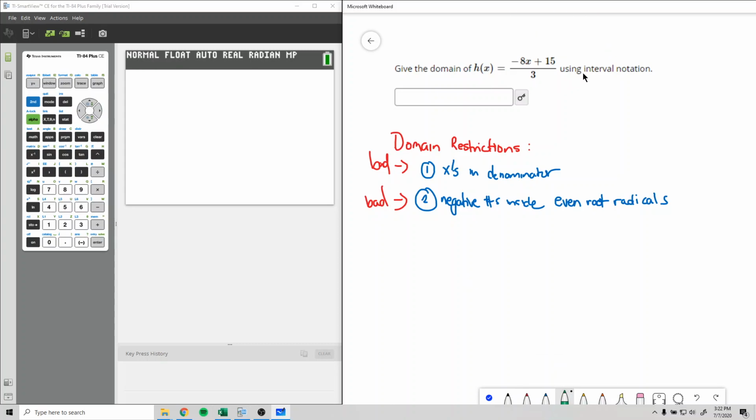If we look at this function, and this video will go for a lot of questions, any question that does not break either of these rules has the same domain. We see that in this one, there are no x's in the denominator. We do have a denominator, but only 3 is down there. And there are no even root radicals, so we can't even have a negative in there. Since neither of these things happen, the domain is all real numbers.